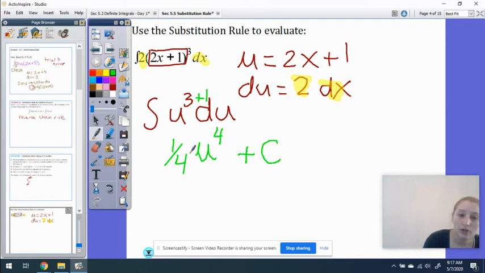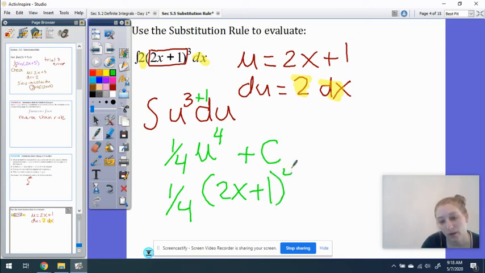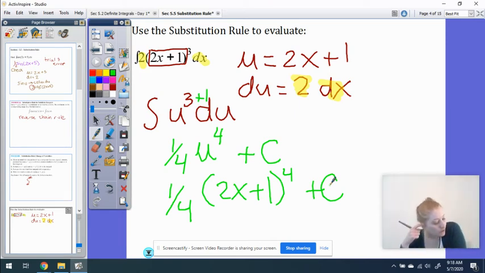Okay, and now we just resubstitute back in what we had for u. So we say 1/4 (2x plus 1) to the 4th power plus c. Okay, and that one's all done. So next problem. Let's get a little bit more complicated.